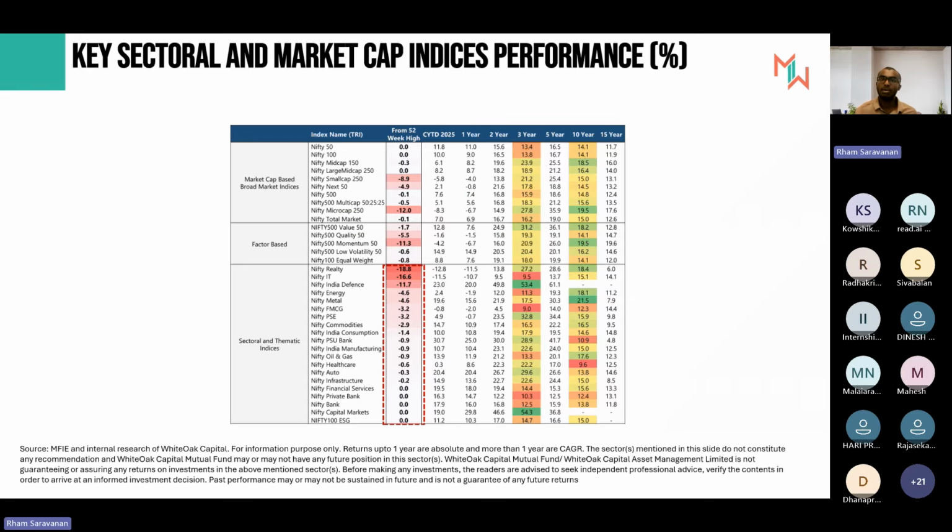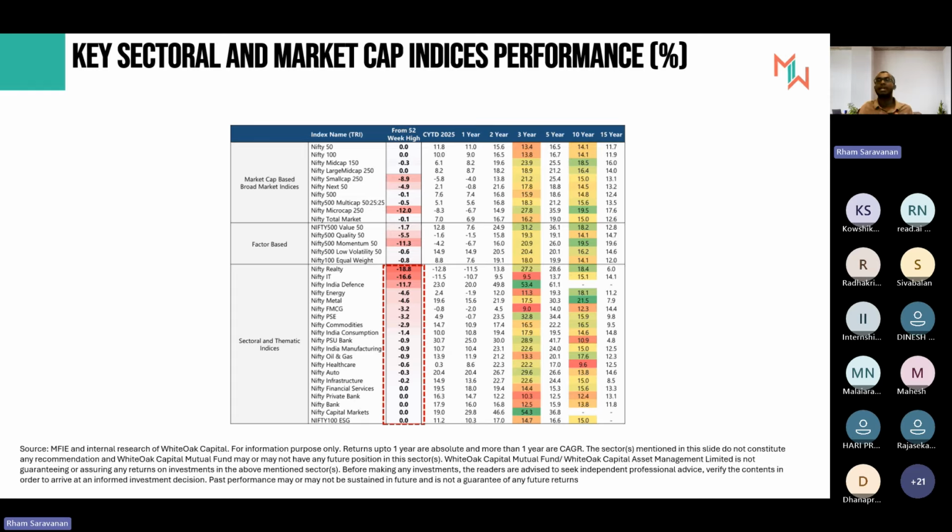So now let's look at the slide. You can look very carefully into this slide, because this table captures one of the important truths of equity investing: leaders in the market keep rotating. It's something you should keep in your mind. What you are seeing here is the performance of market indices, factor indices, even sectoral indices across different time periods, from short-term performance to long-term returns. At first glance, it may look complex, but the message is actually very simple.